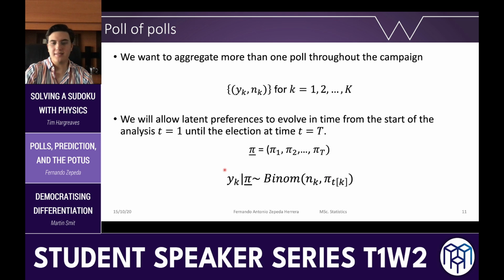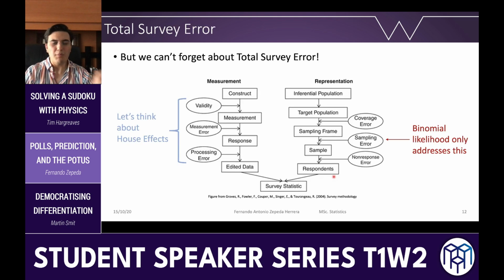So now we index the same model as before, but index every poll and refer to it as the time when it was conducted, right? But don't forget about total survey error. Our binomial likelihood is only addressing sampling error, the fact that we are not making a census of the population, but we are taking a sample.